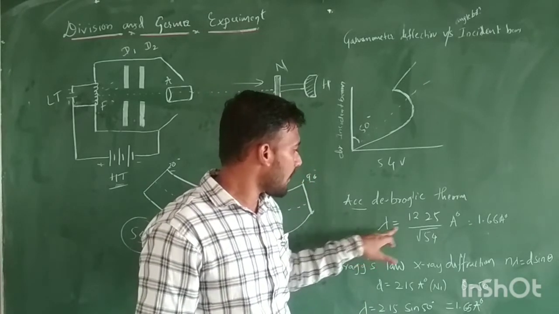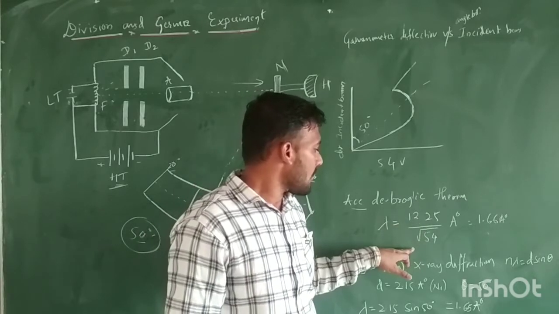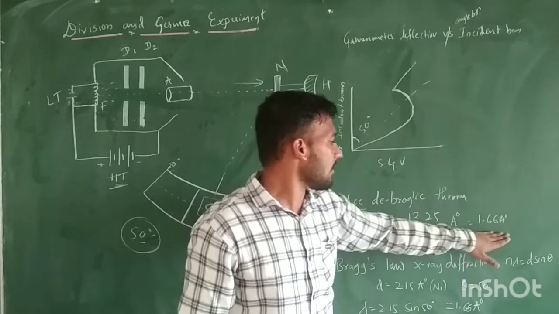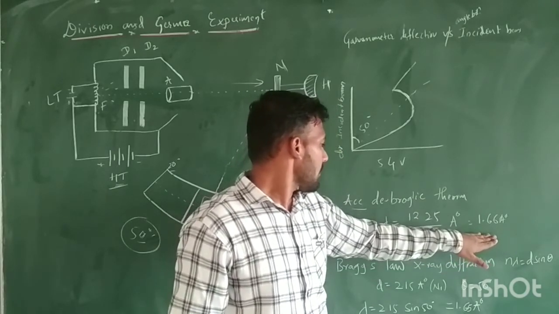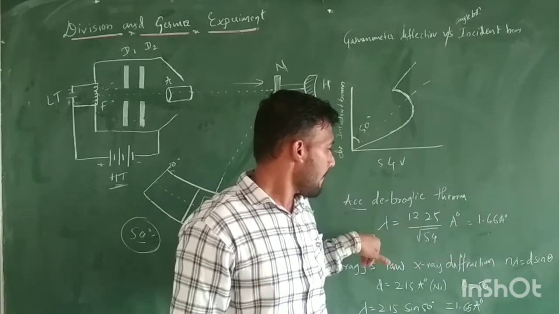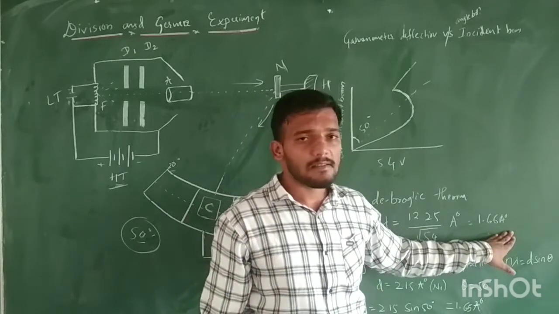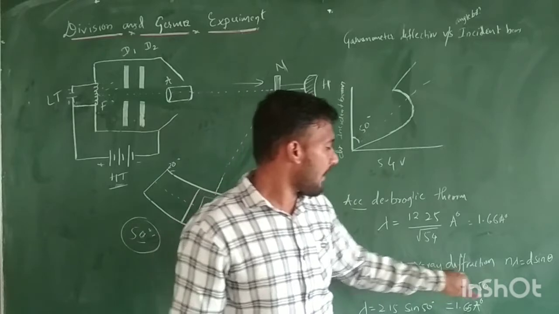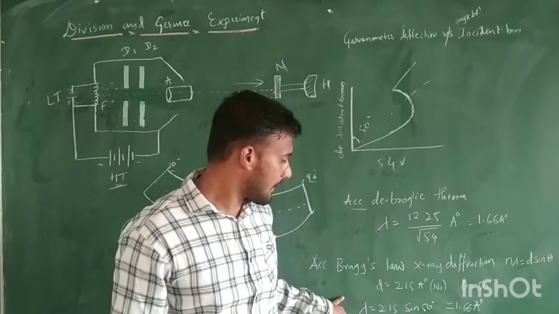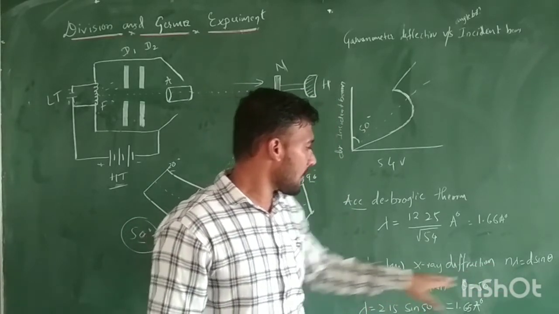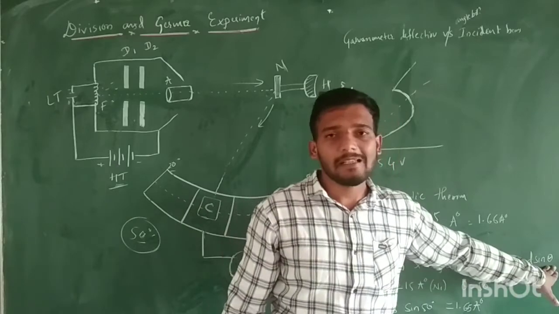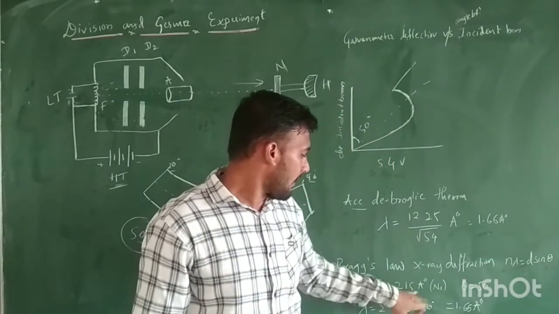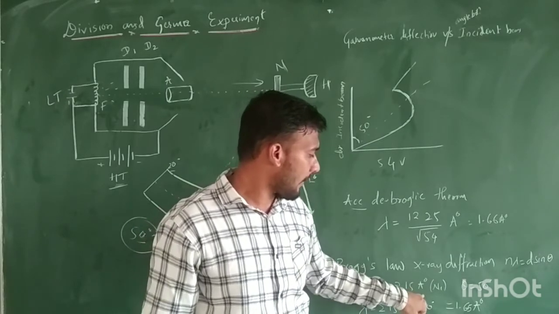The formula is lambda equals 12.25 divided by the square root of 54 angstrom. If you calculate this, using the de Broglie equation, you will get lambda as 1.66 angstrom. Now if you calculate according to Bragg's law of X-ray diffraction, this is practical. You know Bragg's law: lambda equals d sin theta. Here, for nickel, d is 2.15 angstrom.